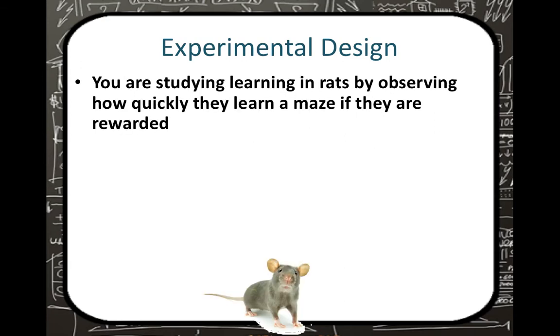Okay, so another example. Let's say you're studying learning in rats, right? And you do this by observing how quickly they learn a maze if they're rewarded. So we all know this idea of, you stick a rat in a maze and there's some cheese on the other side. So you study how fast this rat learns the maze. If you put them in the maze over and over, how quickly can they learn it? Because obviously the rat wants to get to the cheese.